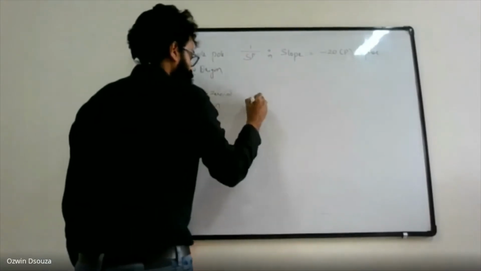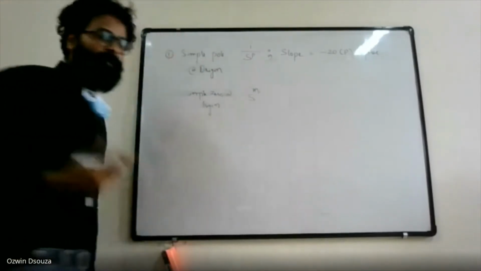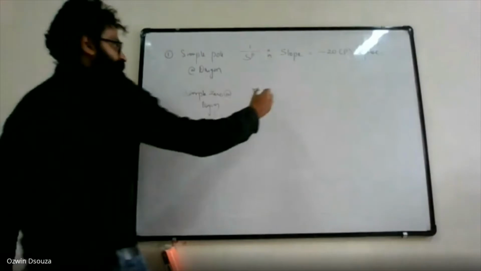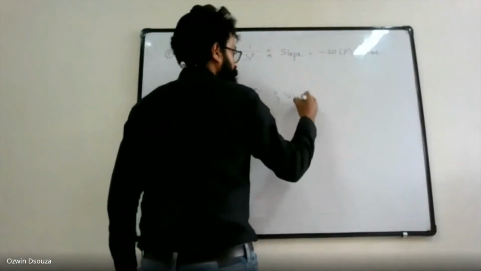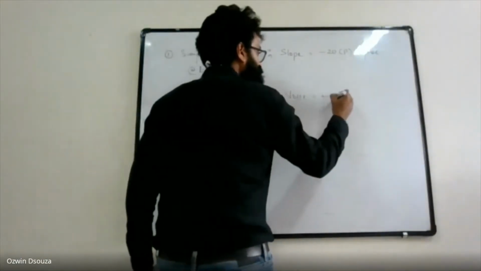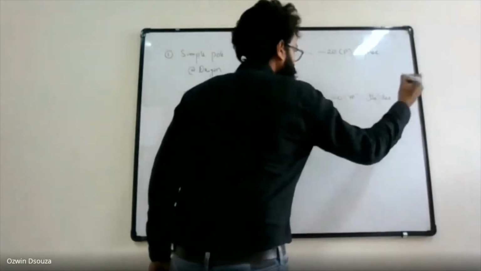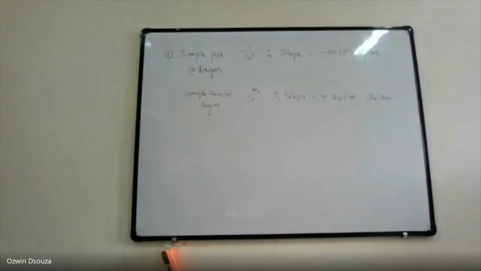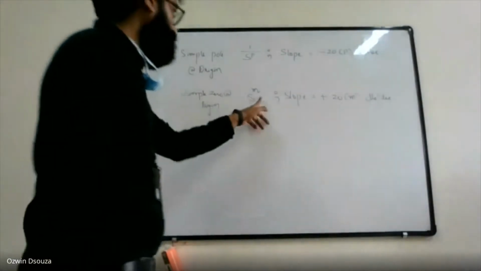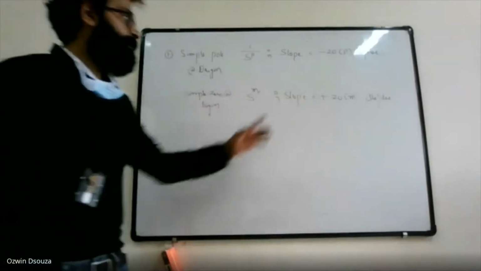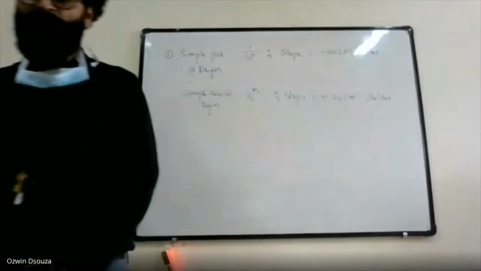Similarly, we also looked at simple 0 at origin. And let's say the 0 order is s to the power m. So simple 0 at origin will give a slope of plus 20 into m decibel per decade, right? Where m is basically a multiplier. If m is equal to 1, slope is plus 20 decibel per decade. M is equal to 2, it is 20 into 2 decibel per decade, so on and so forth.